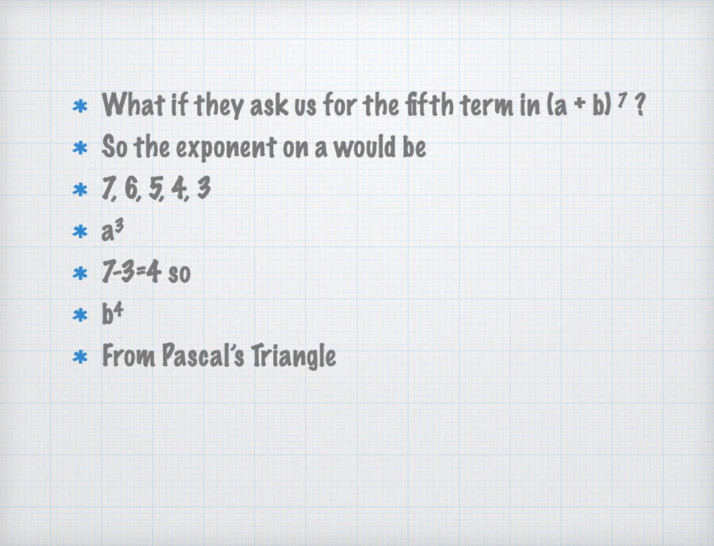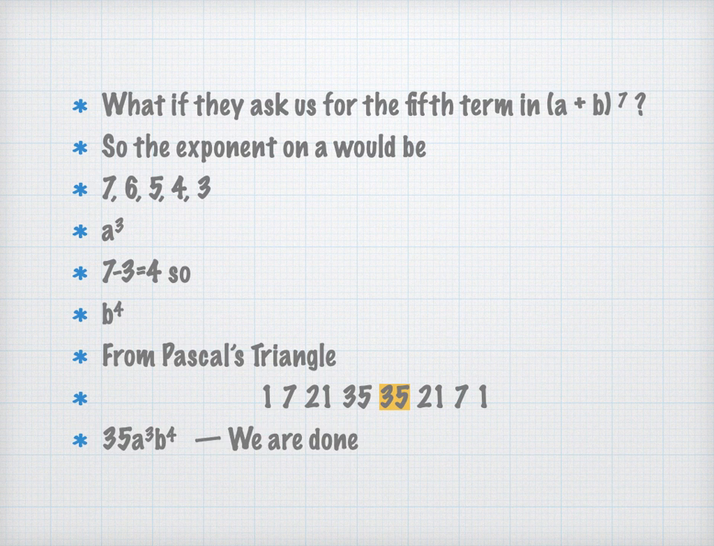Now, this is where Pascal's triangle really is powerful. This is to the 7th, so we pick the row from Pascal's triangle that's for the 7th power, and the 5th term in there is 35, okay? And you can see that I highlighted it. So 1, 7, 21, 35, 35, that's the 5th one. So 35 a cubed b to the 4th, and we're done. Okay, that's really cool, because if you were trying to get the 5th term doing it through multiplication, you'd have to do an awful lot of work. This saves us a lot of work.